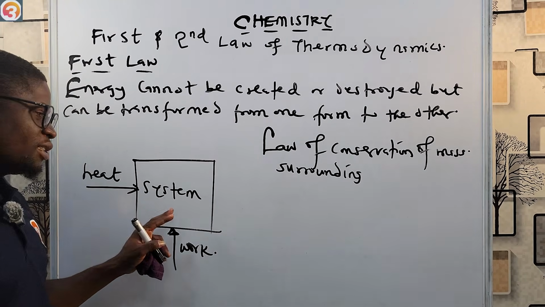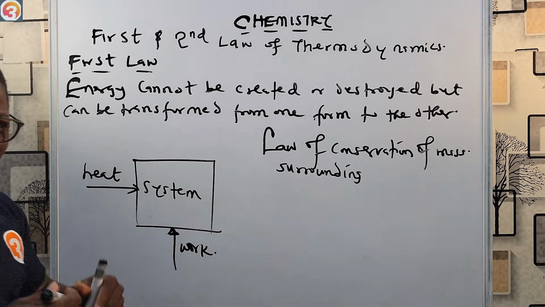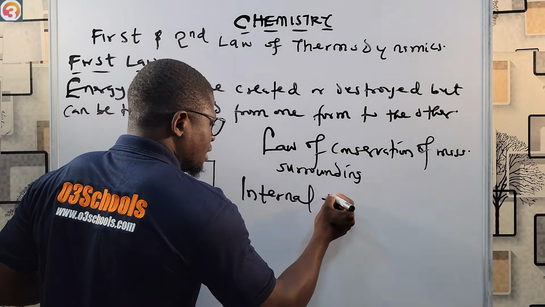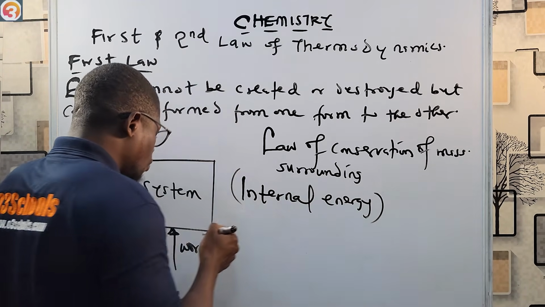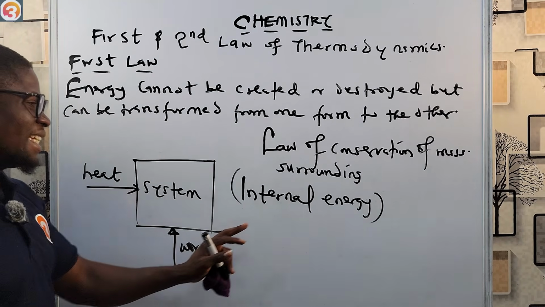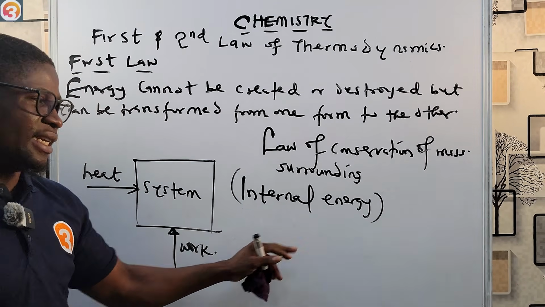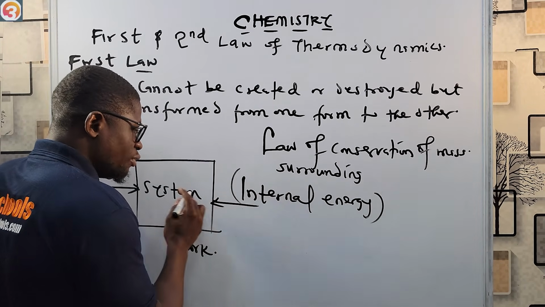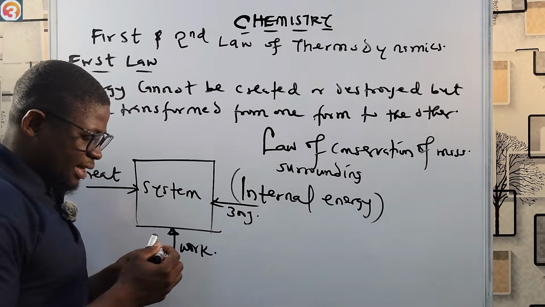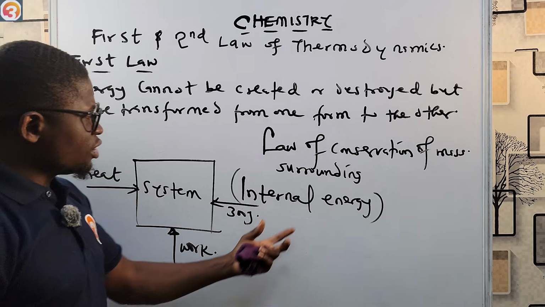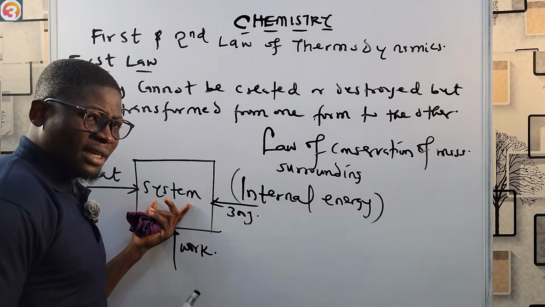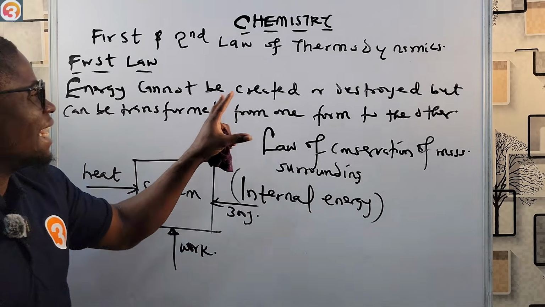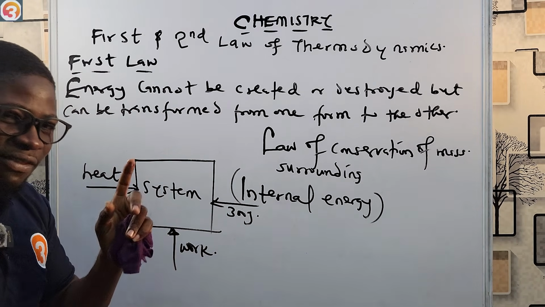When heat flows into this system, it gains energy. And that energy is what we call the internal energy. Now, this surrounding can do work on the system. Let's say it can give this system 300 joules of energy. Note one thing: when the surrounding loses heat and it is gained by this system, I'm trying to explain the law that energy cannot be created nor destroyed, but can be transferred or transformed from one form to the other.